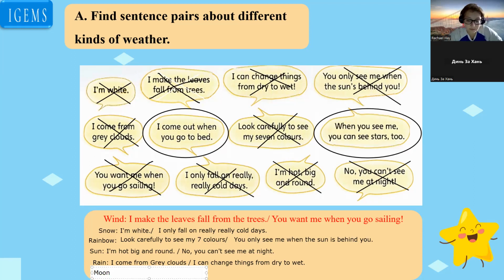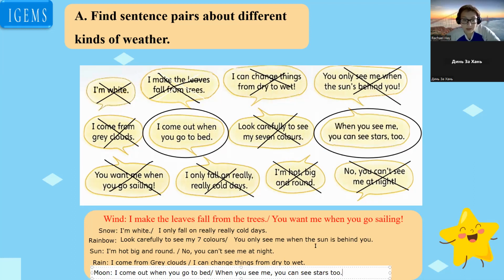So moon: I come out when you go to bed, and when you see me, you can see stars too.